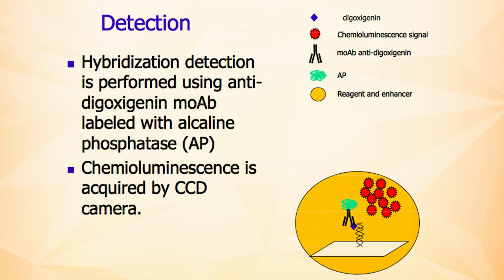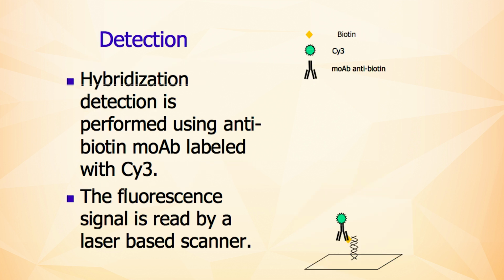Hybridization detection, in this particular figure, is performed using an antibiotin monoclonal antibody labeled with cyanine 3. The principle remains the same, but the molecules are different. Here, the detection mechanism of the fluorescence signal is with the help of a laser based scanner. Hybridization is actually pairing. In detail, I had already discussed what hybridization is. This figure will give you a clearer concept of the principle of microarrays.